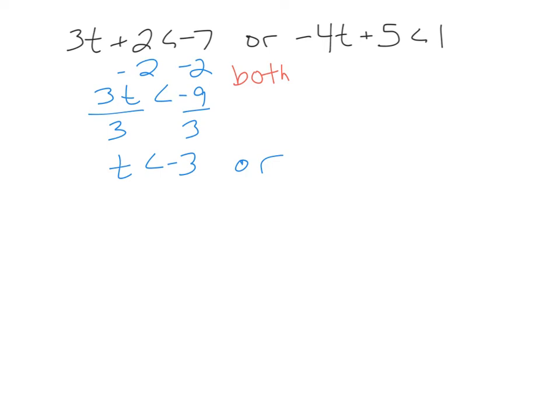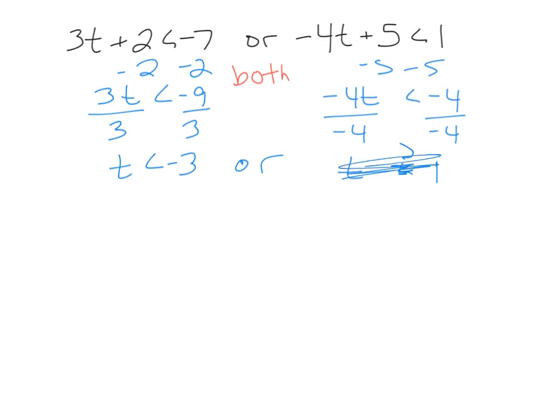And then here we subtract our 5. 4t less than -4. Divide by -4. Excuse me, it's actually greater than, because remember when we divide by a negative, we switch the inequality symbol. So, let me just rewrite it. T is greater than 1.